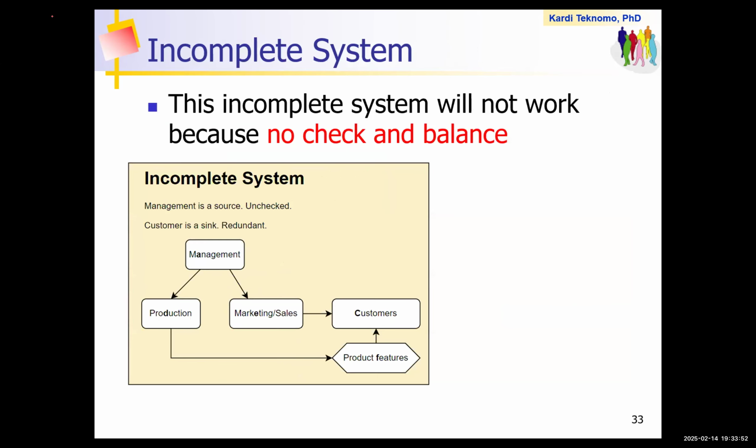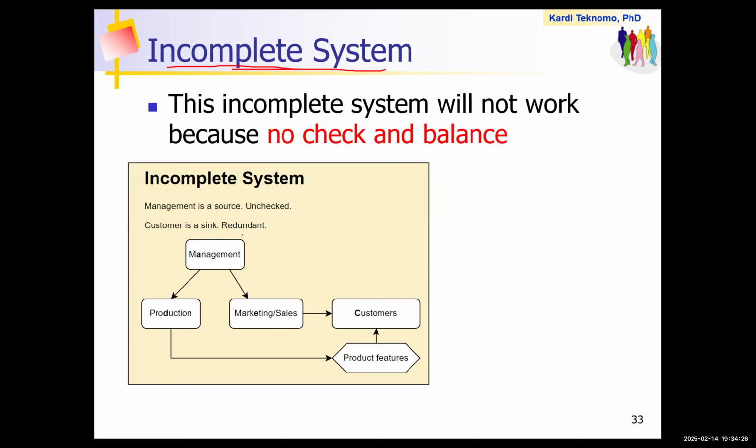Okay, this is another example. Say you have management here, and the management consists of two departments, say production and sales. The sales will influence the customers. The production will influence the product features. The product features will be delivered to the customers. So again, this is an incomplete system. Why? Because there is no check and balance. This is not strongly connected, right?